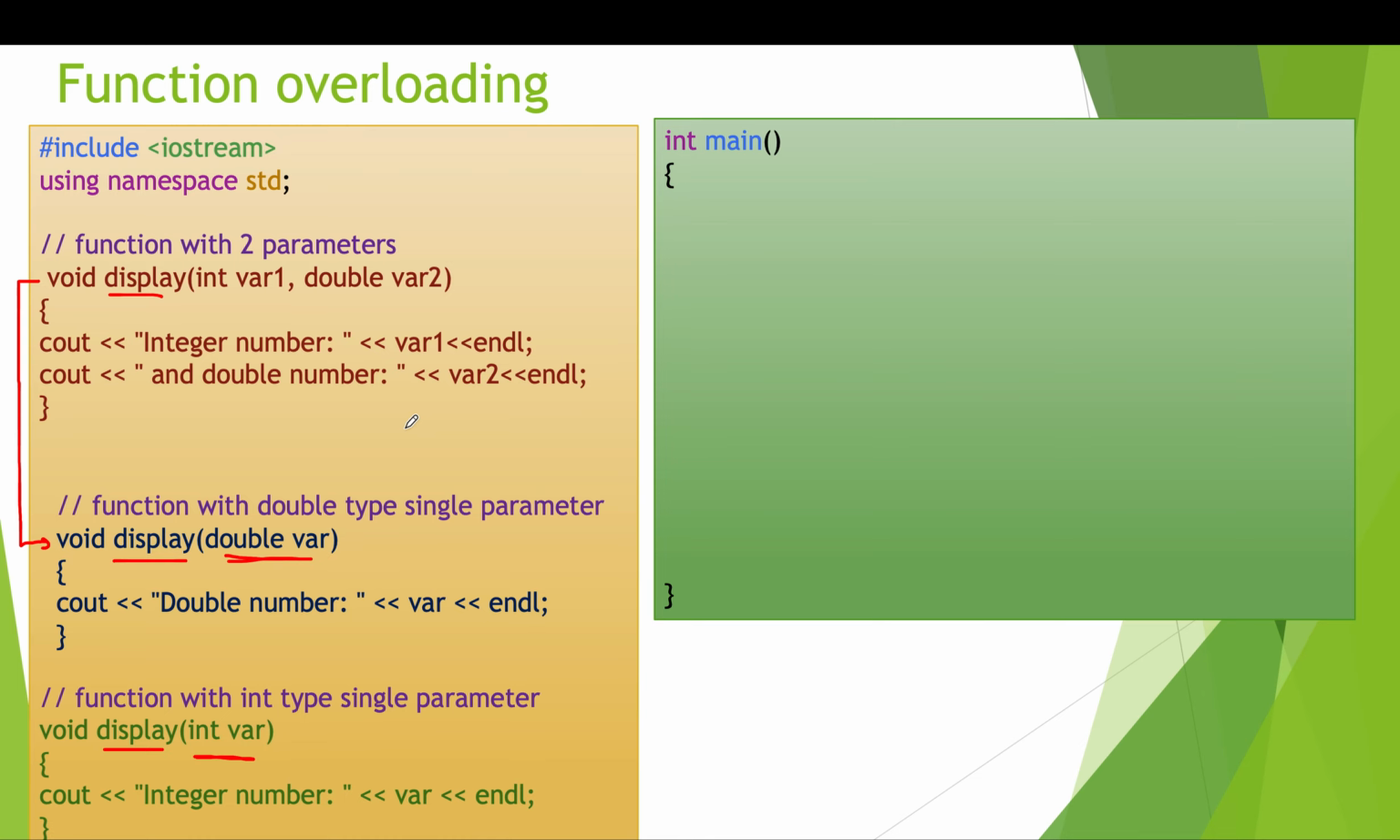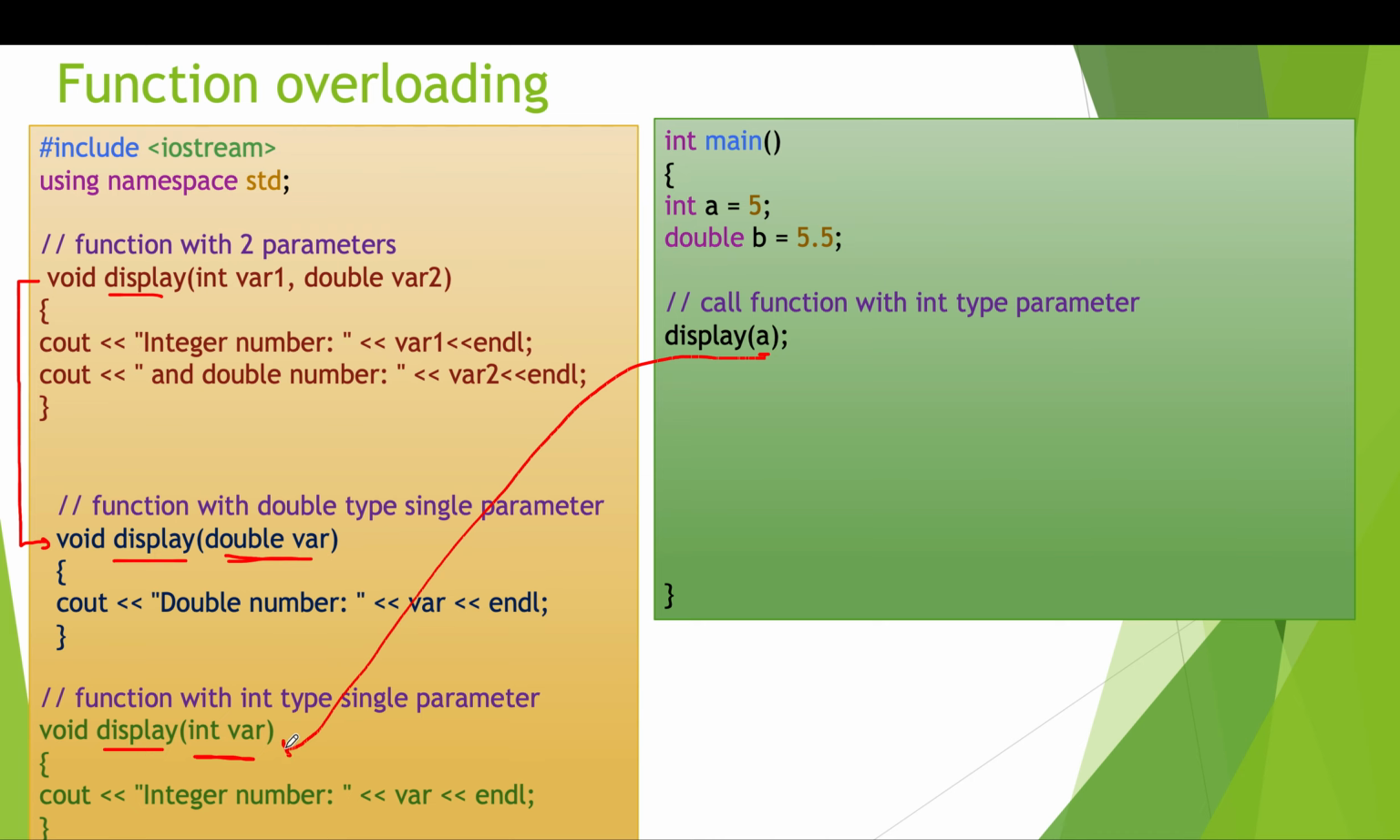Now we have come to the main function and we'll try to call these display functions. In the main, first we have taken two variables, integer a and double b. Next we call the display function, passing a. Can someone tell me quickly, out of the three, which function will be called with this statement? Third. Yes, absolutely right. The third will be called because we are providing one integer variable as input, and this is the requirement of our third function.